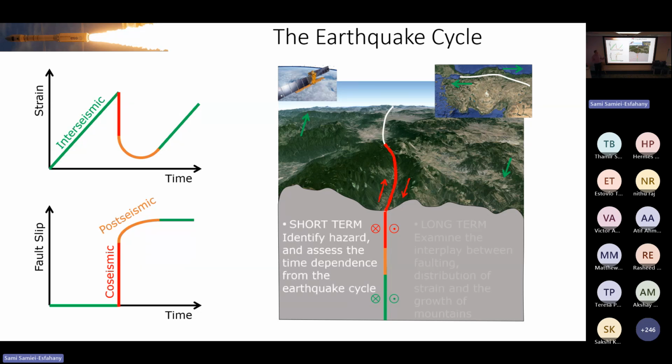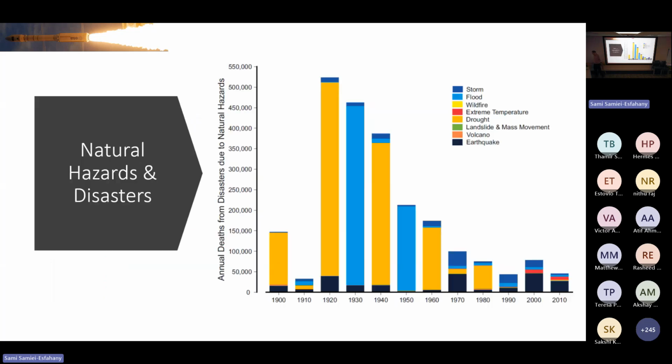So that's useful in the short term to identify the hazard and maybe explore the time dependence in the earthquake cycle. And in the long term, looking at the interplay between faults and the growth of topography, the distribution of strain, how you grow mountains and deform the continents.